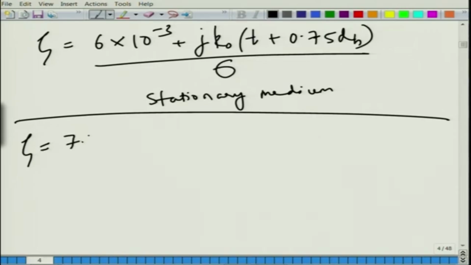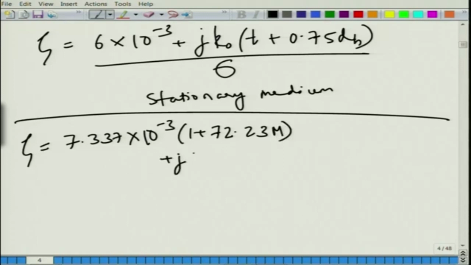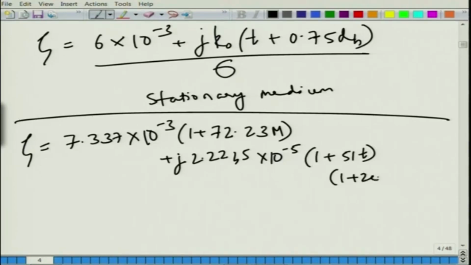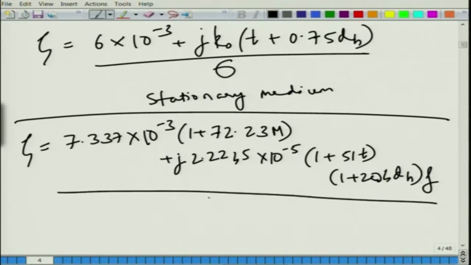It is 7.337 times 10 to the power minus 3. This expression was published by Rao and Munjal. I am writing it down, and we might use one of them for our MATLAB demonstration for evaluating the transmission loss. Here we get 1 plus 51 T and 1 plus 204 T, dH and F. So, this becomes a bit messy.